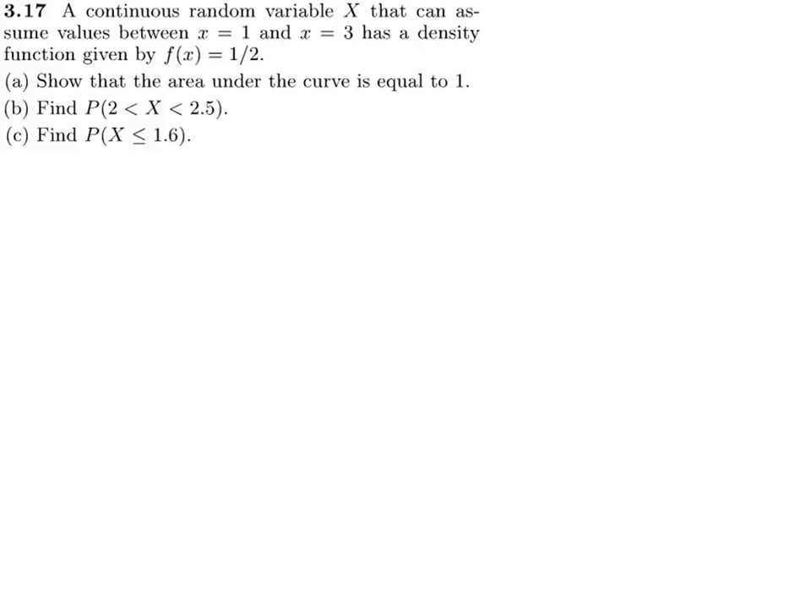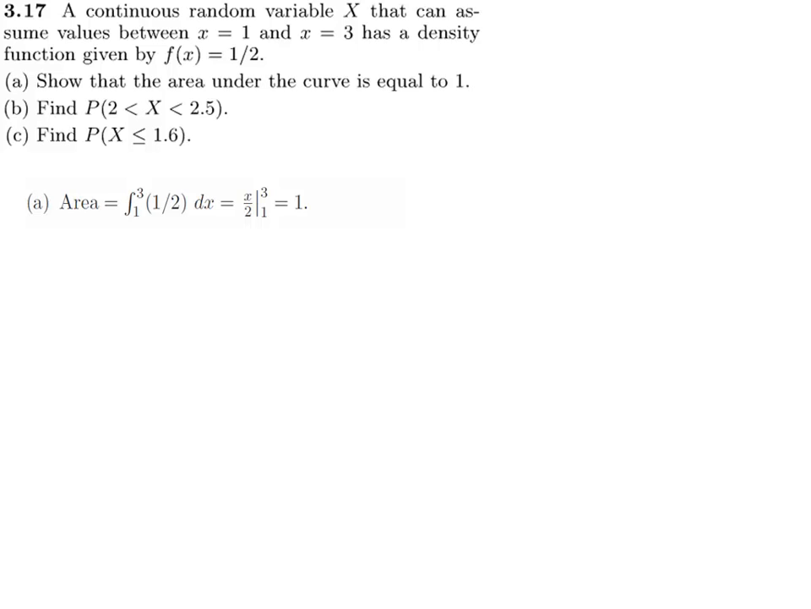A continuous random variable x that can assume values between x equals 1 and x equals 3 has a density function defined by 1/2. Show that the area under the curve equals 1. So for that, you need to integrate f of x between 1 and 3. And when you solve that integration, you need to show that that equals 1. Okay, so if I ask you something like this in the exam, you need to show me that equals 1. Okay, that couldn't be any other number. So it has to equal 1.